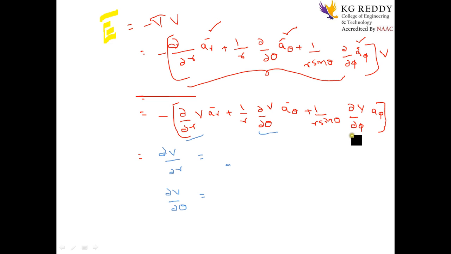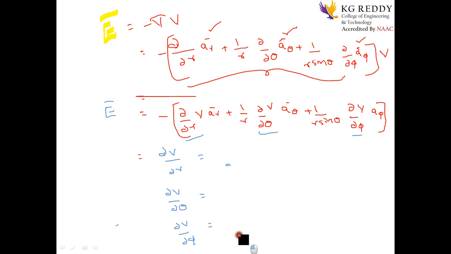In the same way, dou V by dou phi. So if you are finding all these three, then obviously you will be able to find the entire equation. Okay, then we will be getting the electric field intensity. Okay, so how to find dou V by dou r?